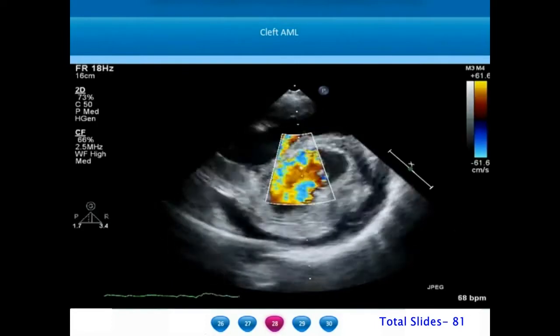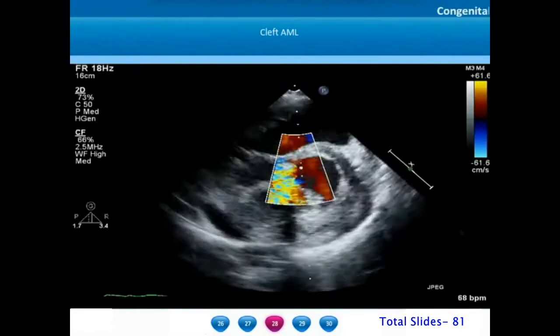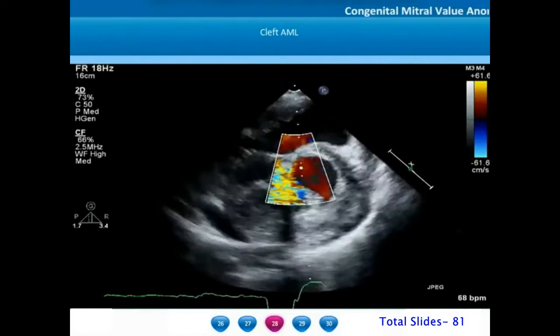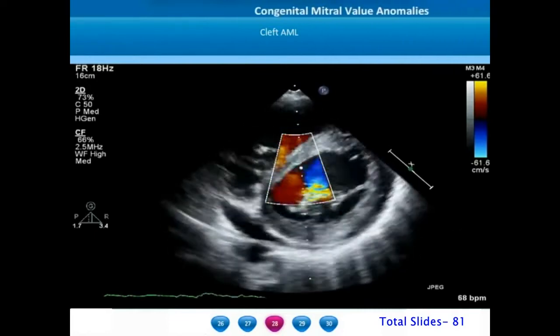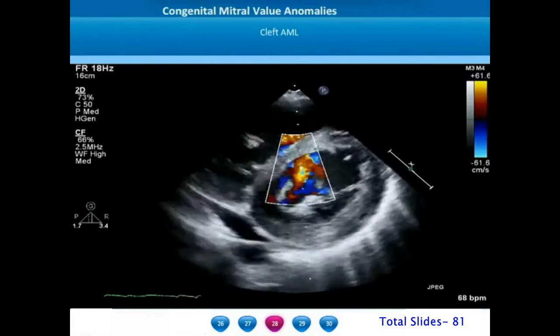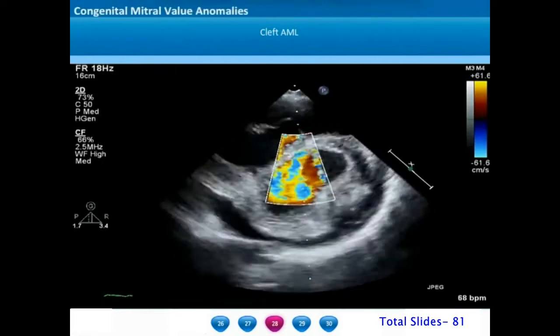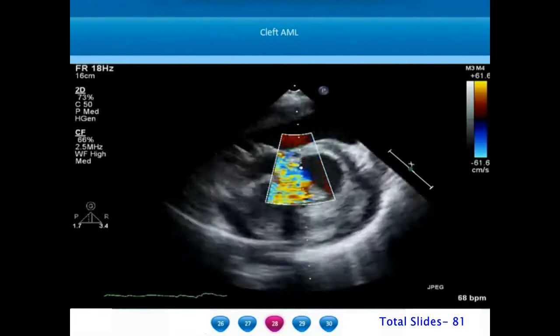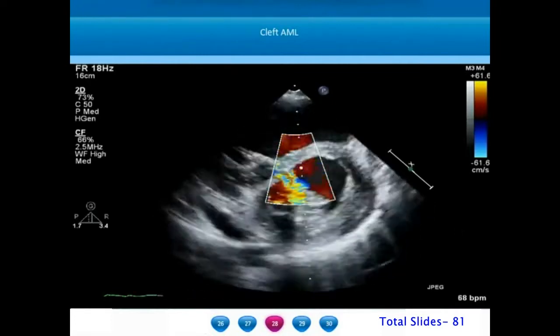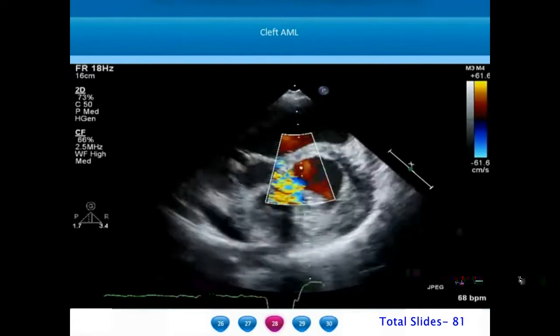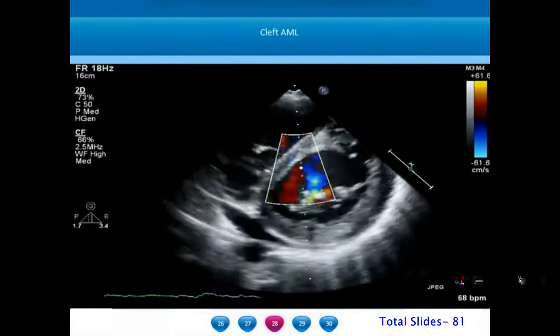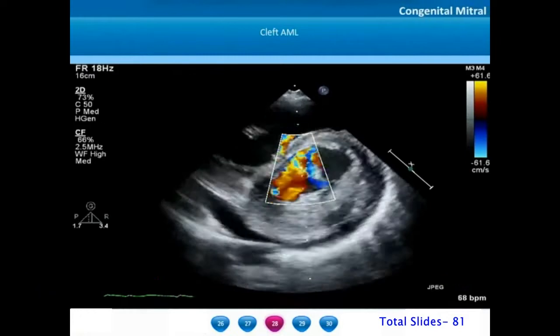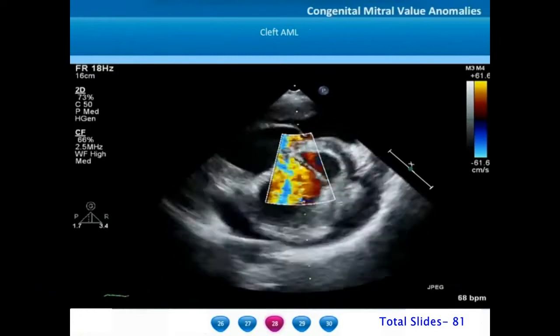We can appreciate with a color Doppler interrogation that the mitral regurgitation is originating from the cleft region. When there is a cleft of the anterior mitral leaflet, the edges of the cleft, which represents the zone of opposition between the superior and inferior bridging leaflets, get rolled up, thickened, and progressively result in worsening of the mitral regurgitation.